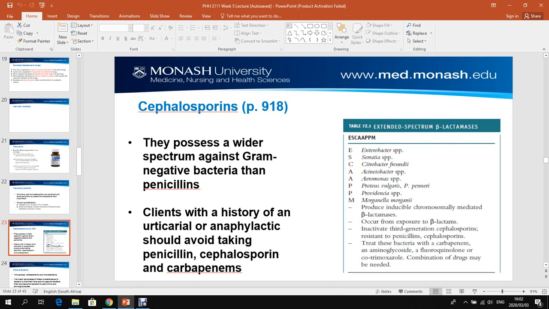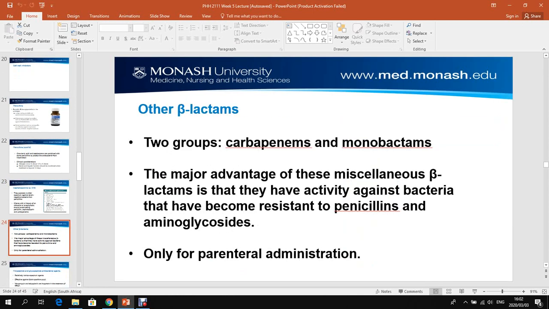And when you administer cephalosporins, it's important that you look at the history of clients. If the client has experienced allergies, for example urticaria or anaphylactic reactions, these are very strong and serious allergic reactions due to such drugs. You need to avoid administration or prescription of these drugs to such patients. In such a case, you might want to use penicillin or carbapenems.